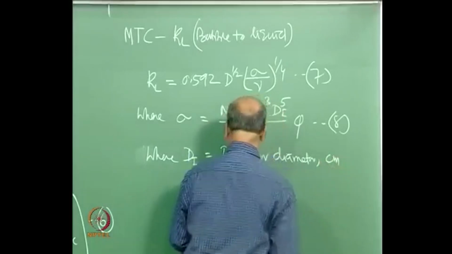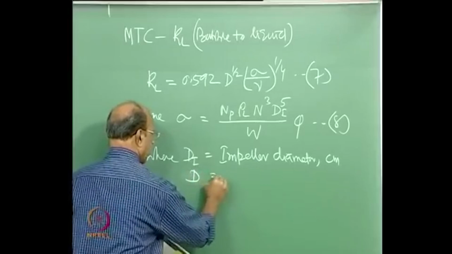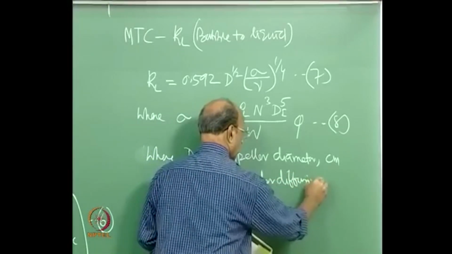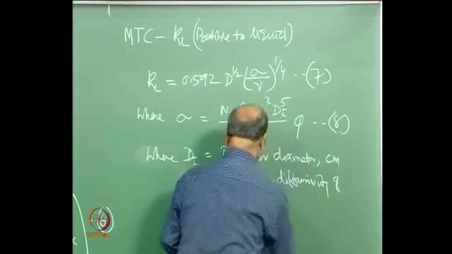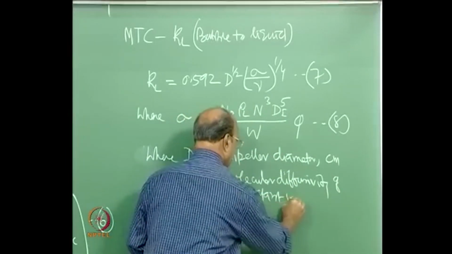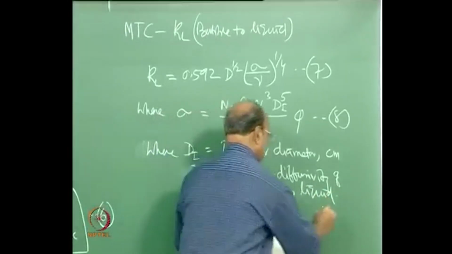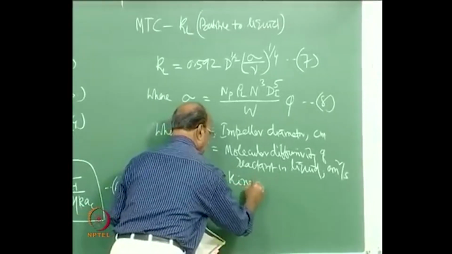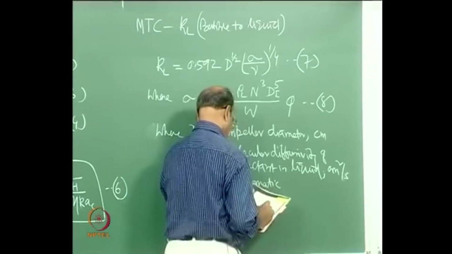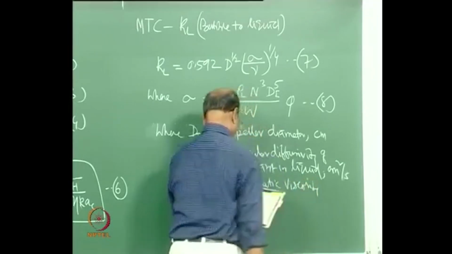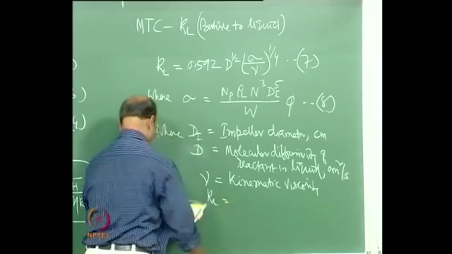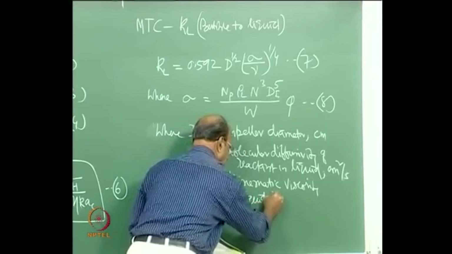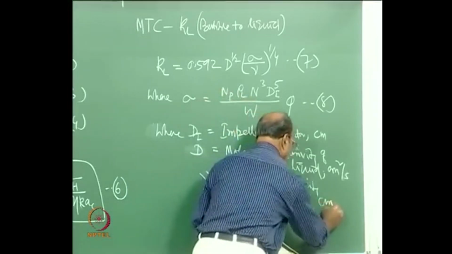this is in centimeters, and d, this is molecular diffusivity of reactant in liquid. So, this is centimeter square per second, that is diffusivity. Then I have nu, kinematic viscosity, then I have K L, K L is of course MTC liquid side, units simply centimeters per second.